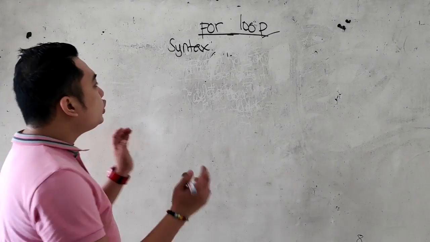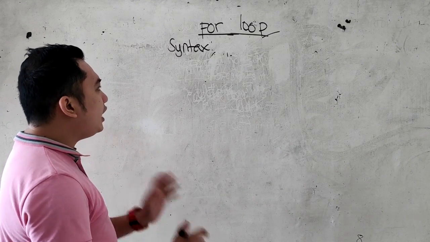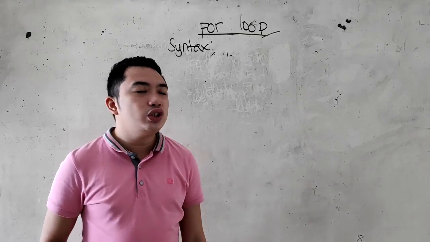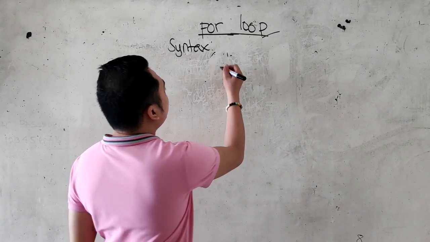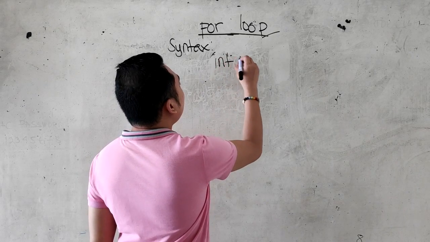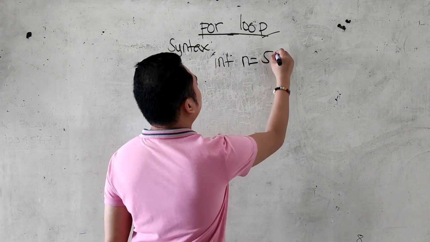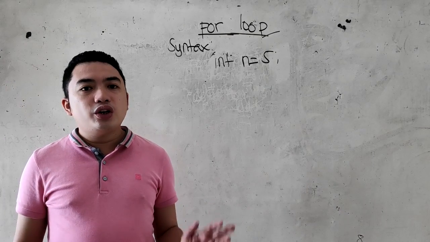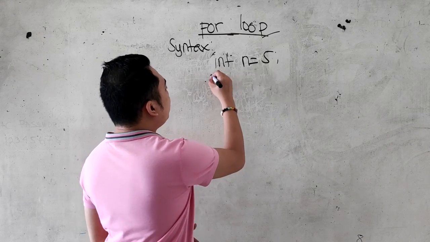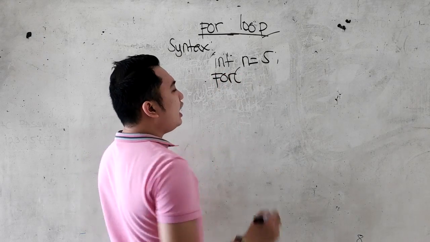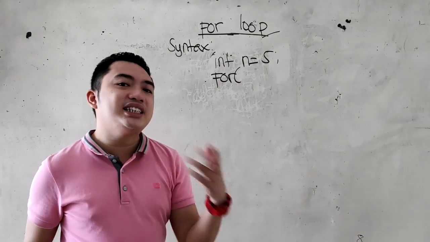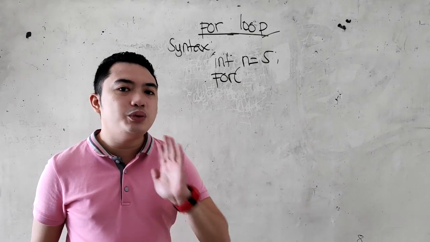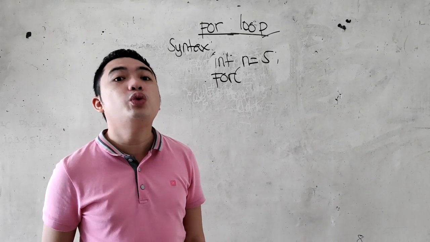We basically start with initializing an integer to 5. So we start with int n = 5. And then we'll start our for loop. We start with for. The first part, don't forget, is the initialization of our loop variable. Since we will start with 1, we will initialize it to 1.